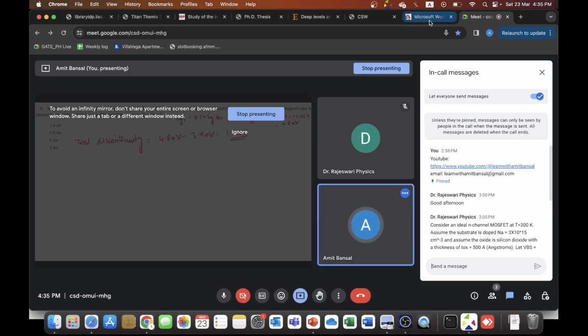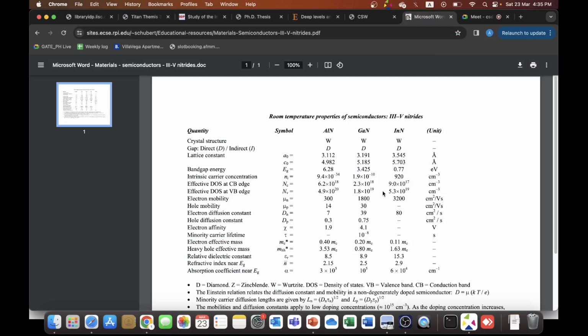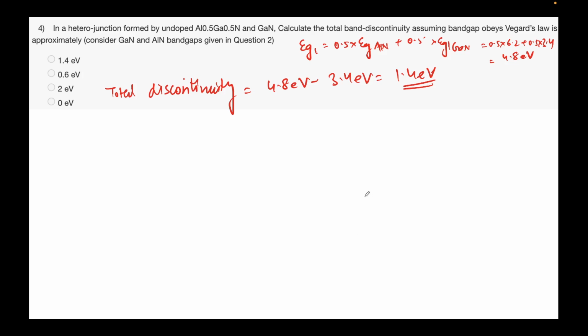So for that, I have a sheet open. In this, electron affinity for aluminum nitride is 1.9, gallium nitride is 4.1. Okay, so let's do that. Let's draw our vacuum level.